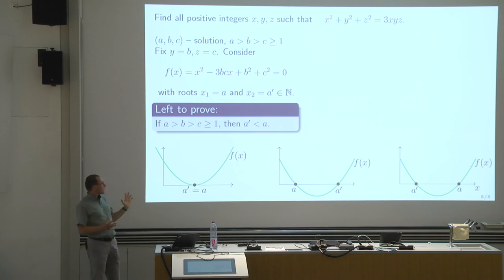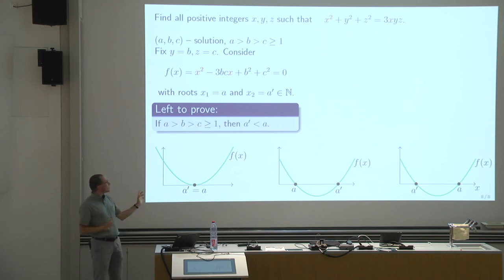Now, we have to use that. Now, very important. You look at these three graphs. We have to rule out the first or second case. B is less than A. That's what we know. We have to use that B is less than A. How would you rule out the first or second case?